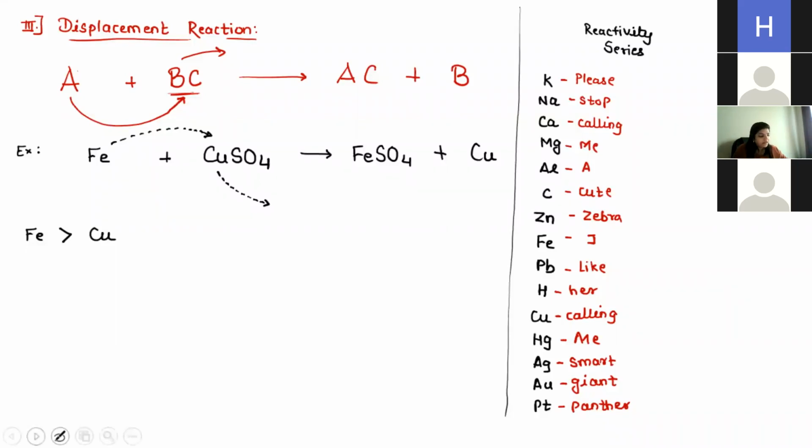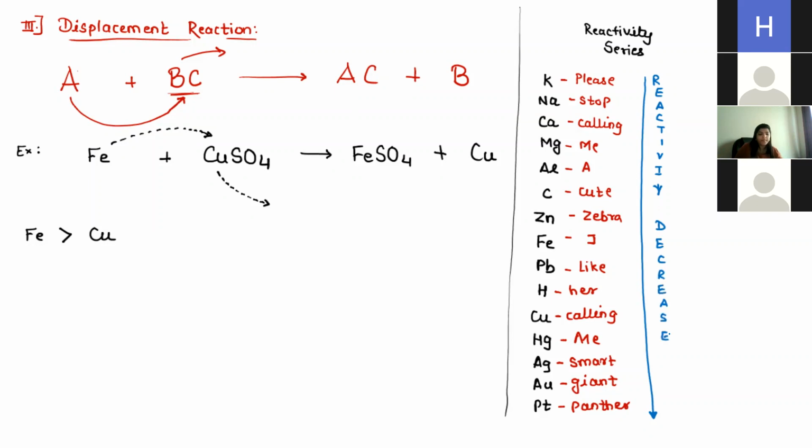The only reason you have to remember this is because as you go from top to down, the reactivity will decrease. Okay, so as you are going from top to down, the reactivity will decrease. So if you see Fe and copper, Fe is more reactive, so Fe will displace copper, and that is how you will get a displacement reaction.